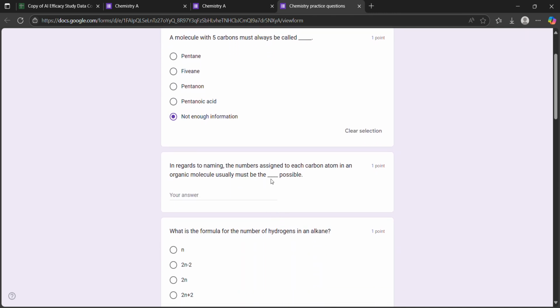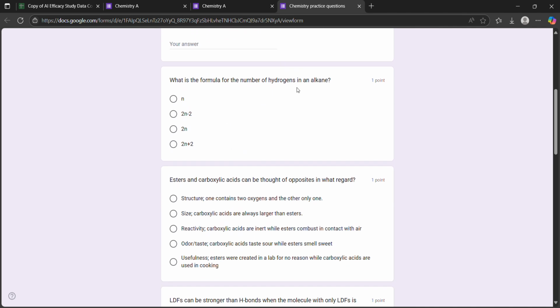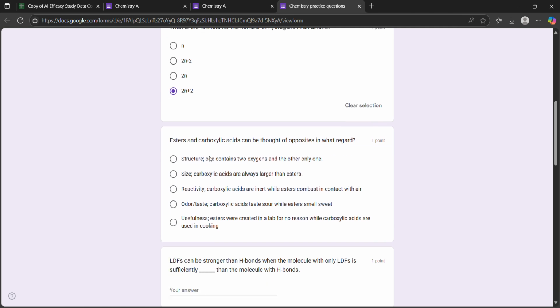In regards to naming, the numbers assigned to each carbon atom in an organic molecule usually must be the dash possible. So we will come back to this question. Let's move to what is the formula for the number of hydrogens in an alkane. So an alkane has 2n plus 2.